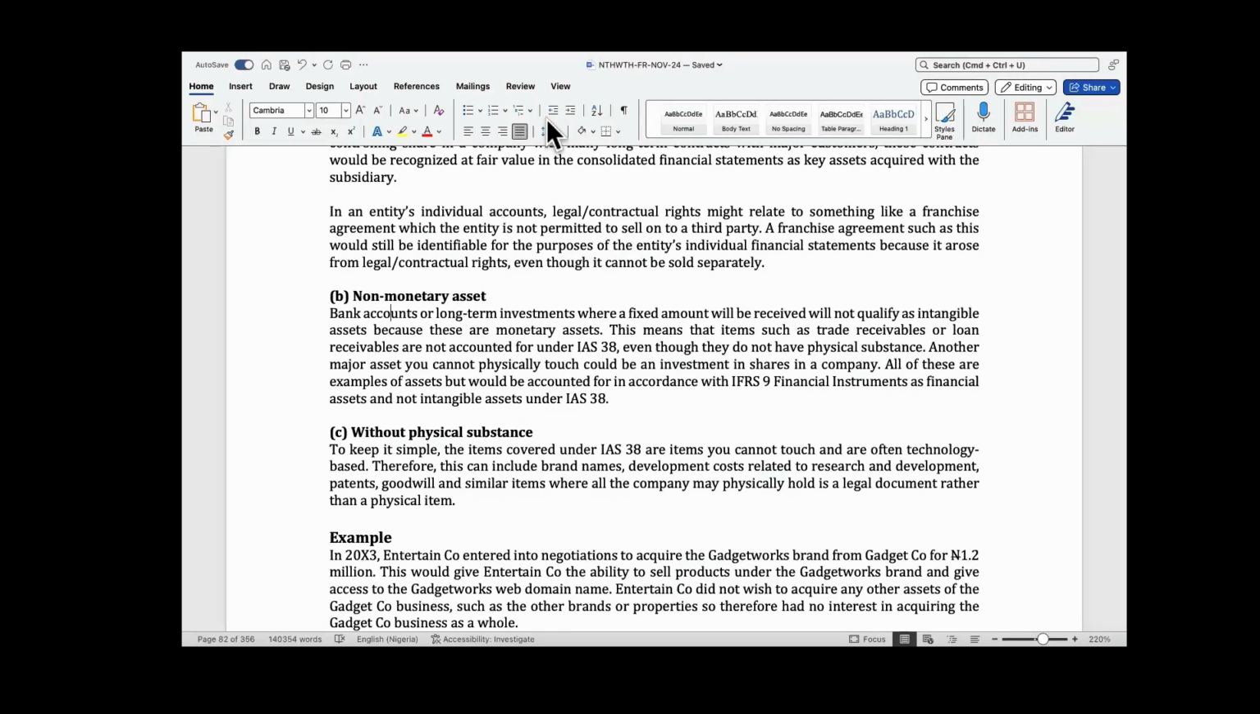It depends on what you do with it, how you structure the business, and how creative you are. So these are non-monetary assets. Intangible assets are non-monetary assets in the sense that what you would get from them varies. The benefit you will get from using them varies. And the final component of the definition is without physical substance. To keep this simple, without physical substance means you cannot touch or see them.